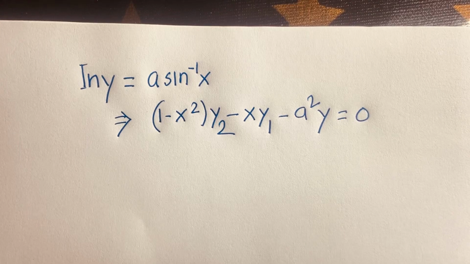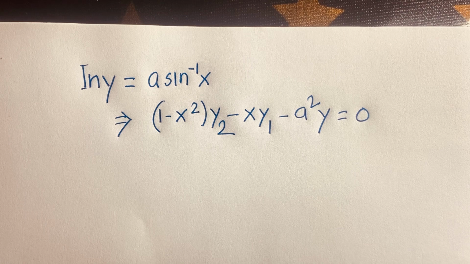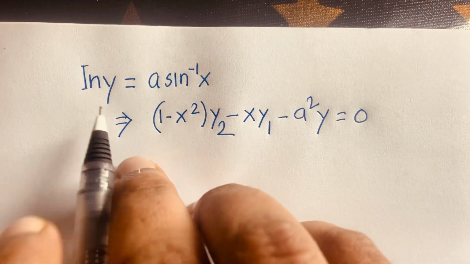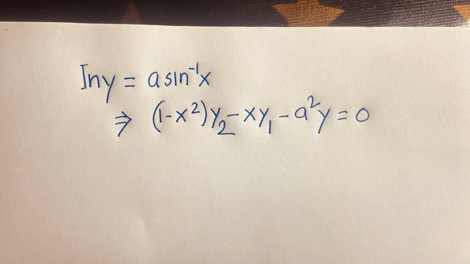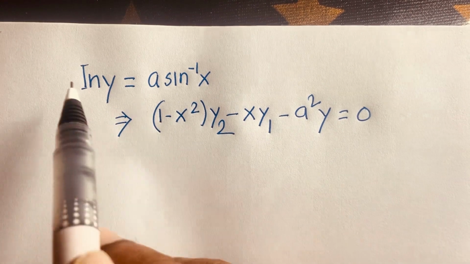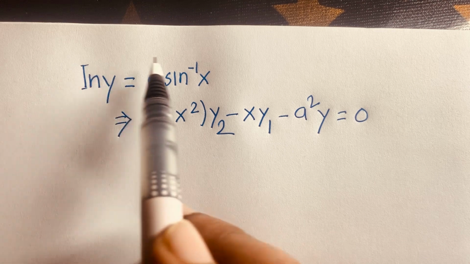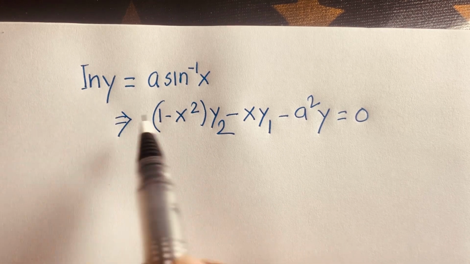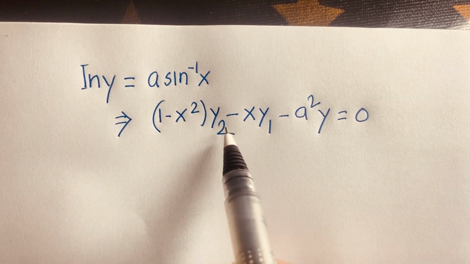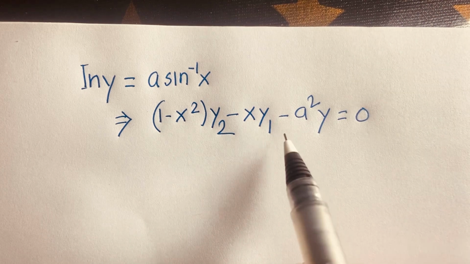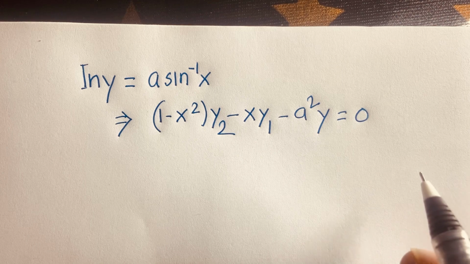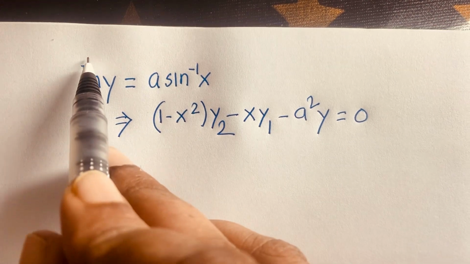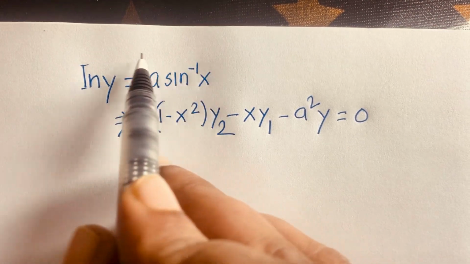Hello everyone, in this video we'll solve this interesting math question. Here is ln y equal to a sin inverse x, and we'll find out, if I differentiate twice, that (1 minus x squared) y2 minus x y1 minus a squared y is equal to 0. I do the derivative of this question two times.